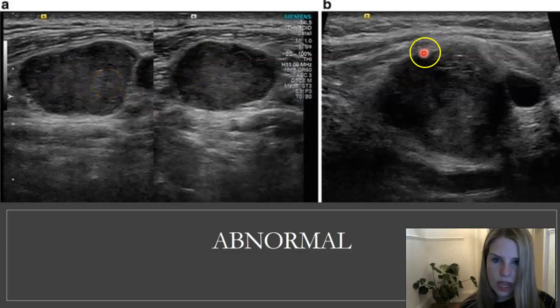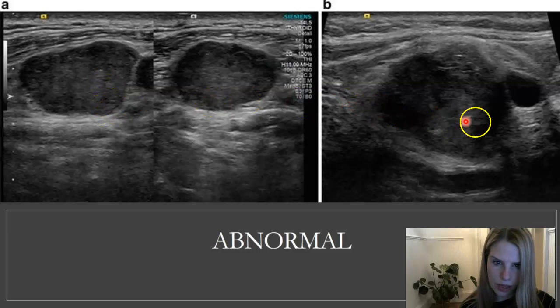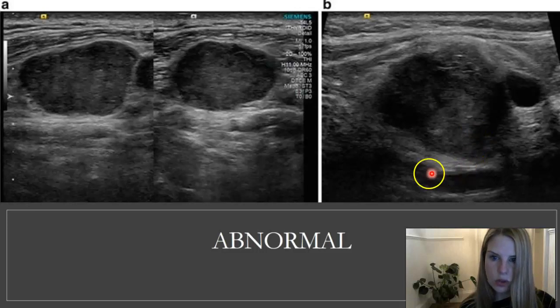And there's also irregularity around the margins, so you've lost that nice smooth circumference basically. You can see that there's now heterogeneity as well, so it's no longer homogeneous. There's differing signal, and there's actually some microcalcifications in there as well, which is also associated with malignancy. So that's what an abnormal lymph node would look like on ultrasound. So that's all you really need to know.